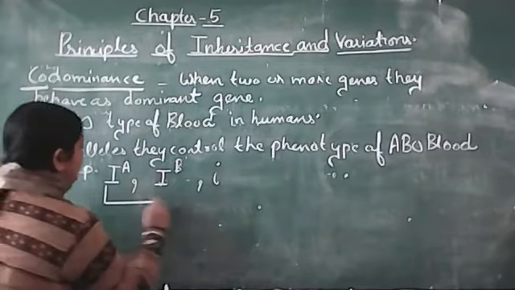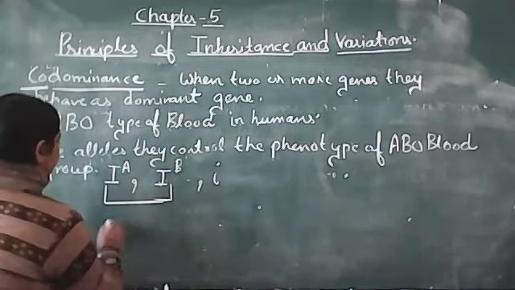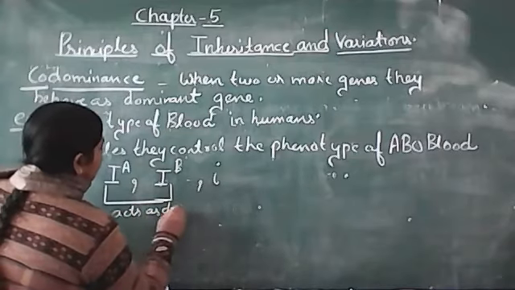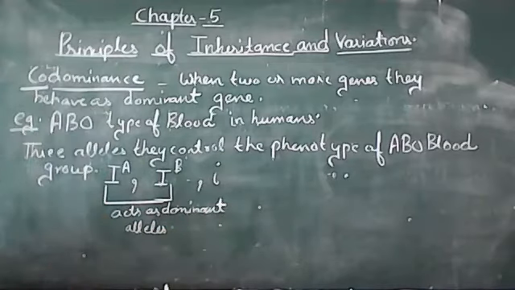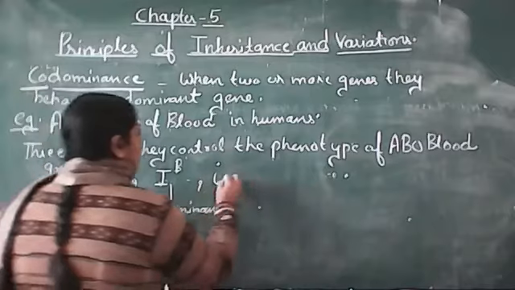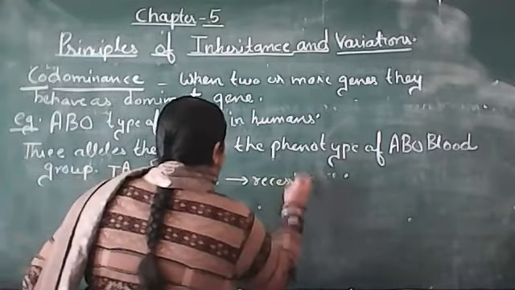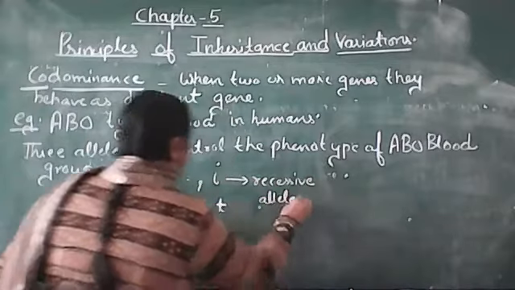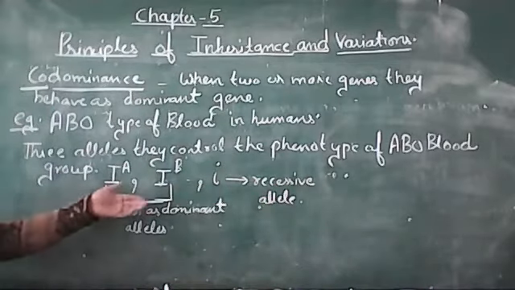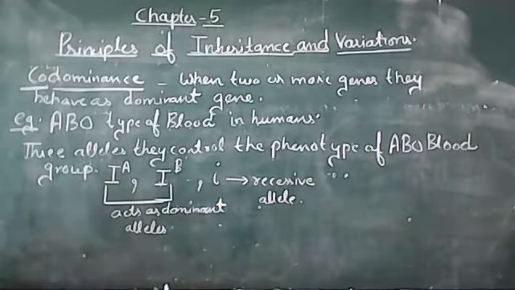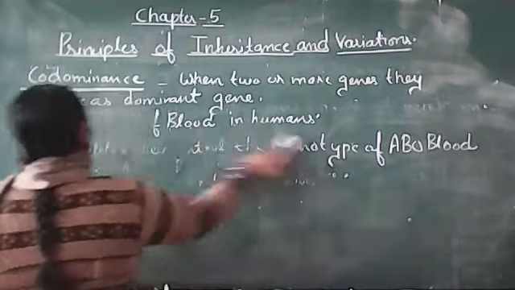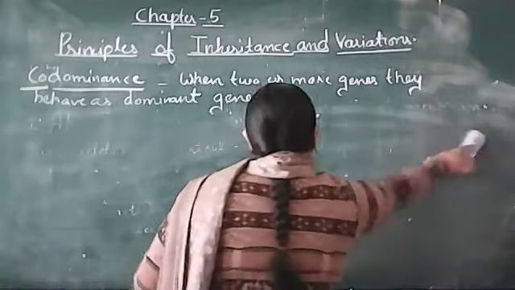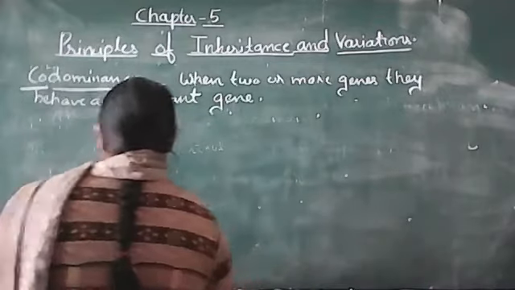Here both the alleles IA and IB act as dominant alleles. And the allele small i acts as a recessive allele. So on the basis of all of these three alleles, we obtain 6 types of phenotypes in case of the human blood group. So what are these phenotypes that I am going to tell you? These are the 6 types of phenotypes that are obtained in human beings regarding the blood group.